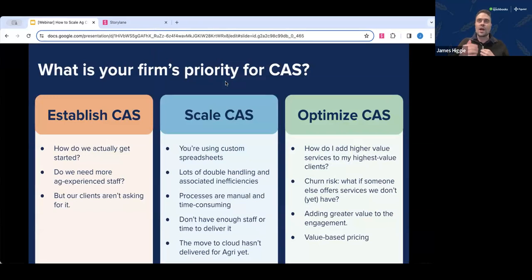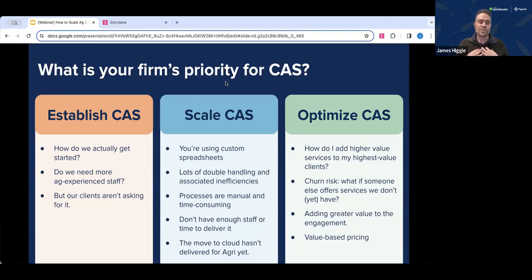Ahead of you joining this session, we had you answer a couple of questions, both in terms of where you see yourself fit on this. So review this in your head and we'll show you the numbers, but essentially the establishment of CAS, so client advisory services. How do we get started? Again, people continuously ask, how do we actually get started on this? Do we need more ag experienced staff? A common question, particularly at the moment, given the constraints and pressures around hiring, and our clients aren't asking for it. Something I'll reflect upon from conversations I've had recently. Again, farmers are pragmatic, they're tactile, they need to be shown an output before they buy into it. They don't deal in hypotheticals, which is incredibly important in terms of getting buy-in from those clients.